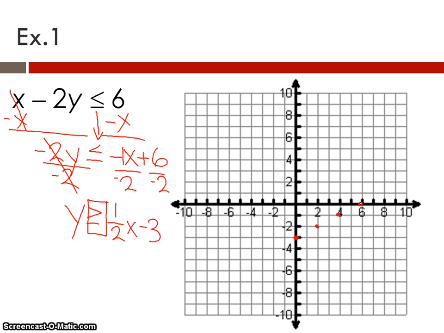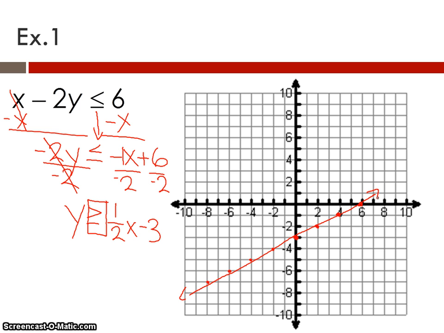Then I'm going to go in the opposite direction as well, just because I want to make my line as accurate as possible. Down 1/2, down 1/2, down 1/2, down 1/2. And now I'm going to attempt to make a straight line here. And I have the line part of my graph.